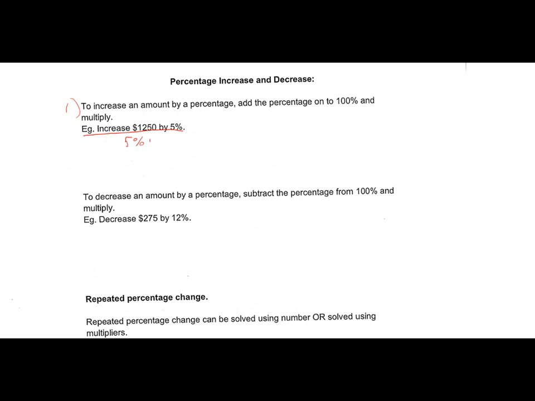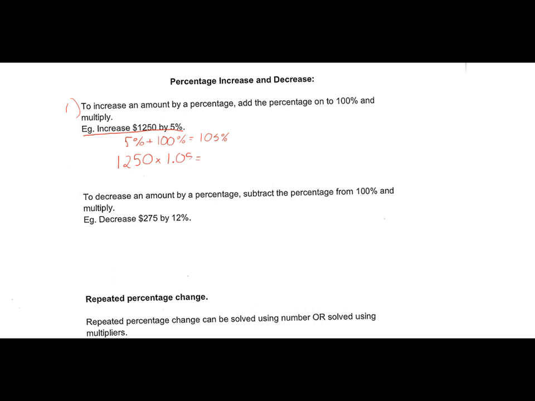We need to add that on to 100%. And of course, that is nice and simple. That is 105%. We're then told to multiply. When we multiply, we need to turn the percentage into a decimal. We turn the percentage into a decimal by dividing by 100. So we take 1,250 and we need to multiply it by 105 divided by 100, which is 1.05.